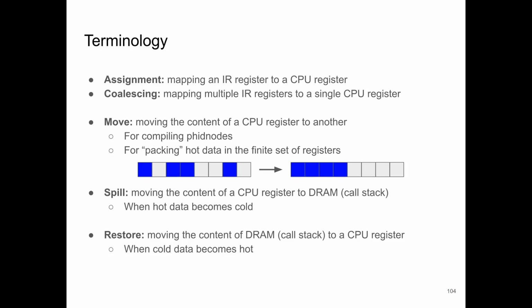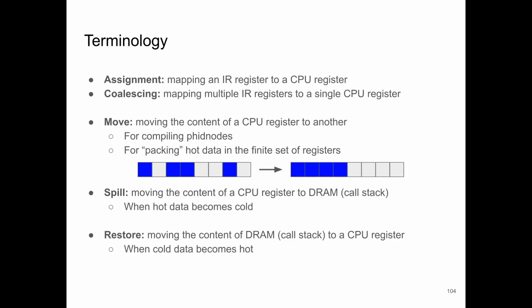Okay, so before jumping into the algorithm's details, I'd like to share a few terminologies that are widely recognized as standard terms of this problem. The first term we should learn is assignment, which is basically mapping an IR register to a CPU register. So we are going to assign a CPU register to our IR register.